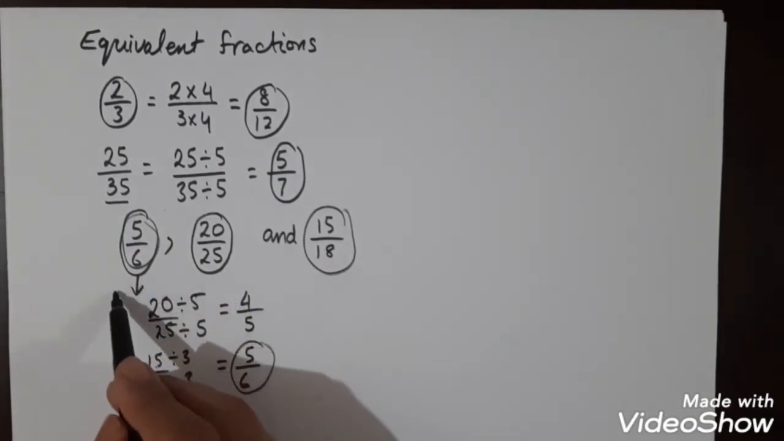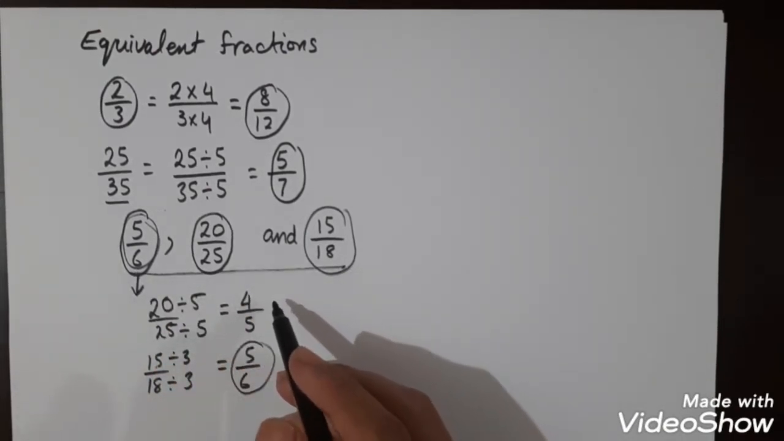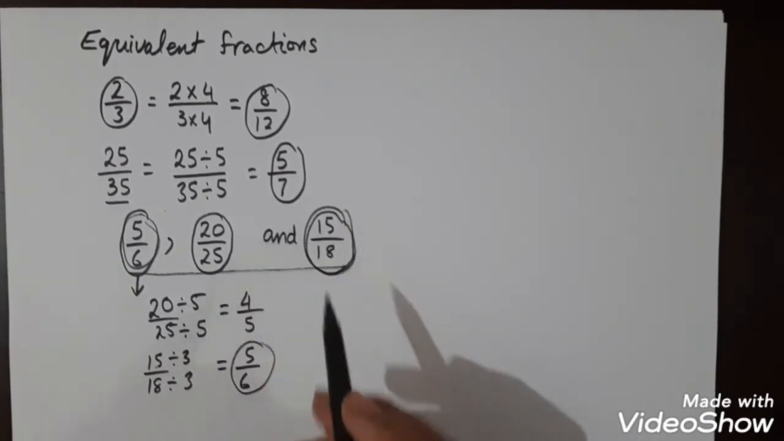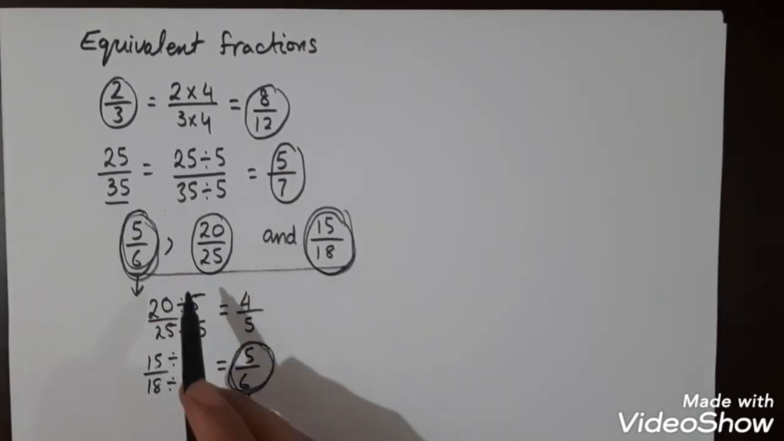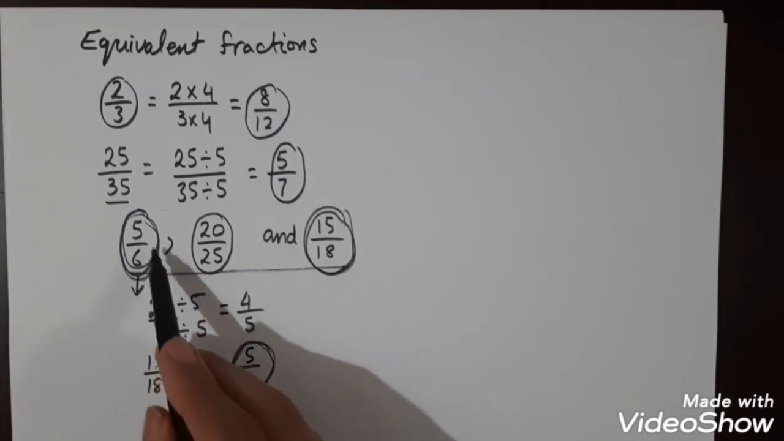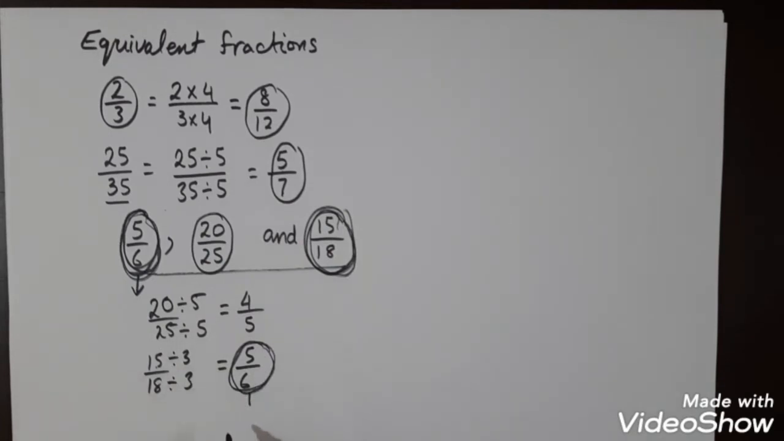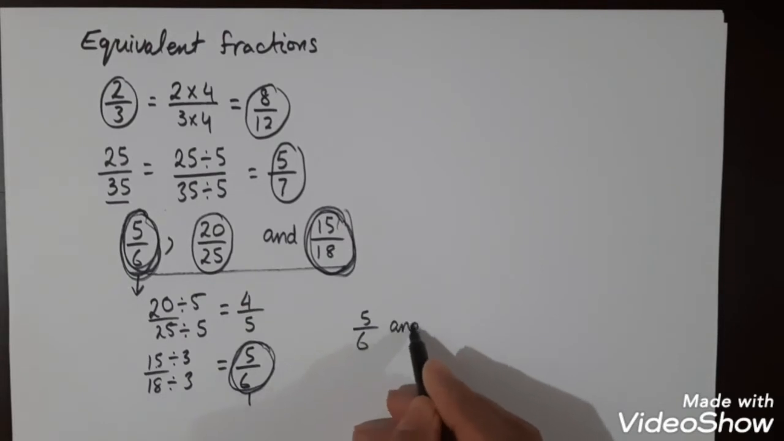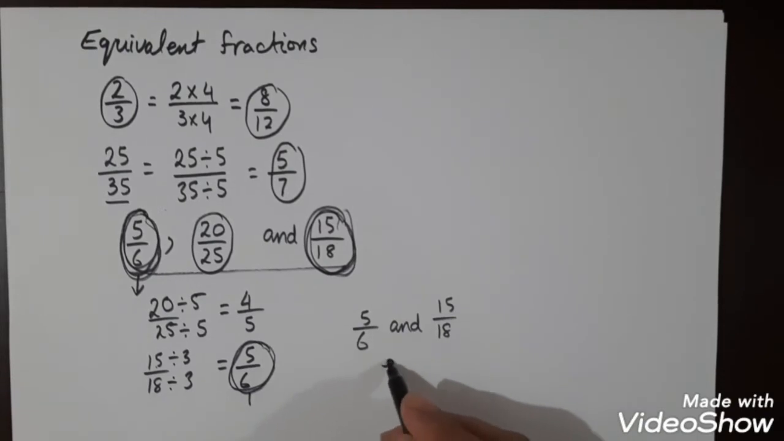The question states that we simplify these three fractions, and from these three, which two of them are equivalent. So if we simplify 15 over 18, it is 5 over 6. So 5 over 6 is equal to 5 over 6. So we will write 5 over 6 is equal to 15 over 18. So 5 over 6 and 15 over 18 are both equivalent.